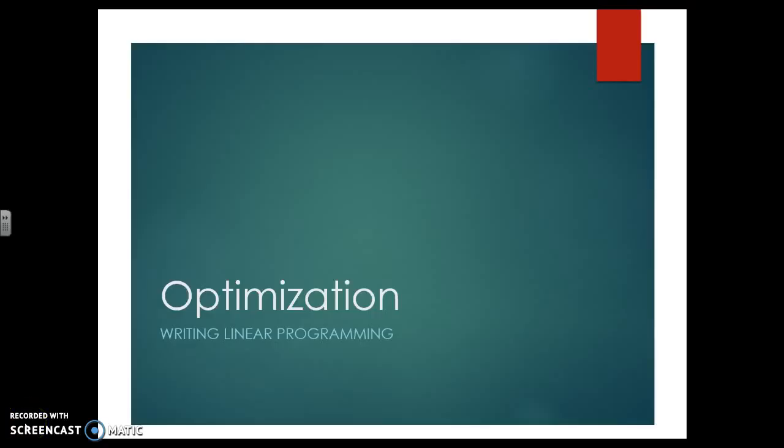Hi, this lesson is all about optimization, a quick introduction to the concept, and then how do we write linear programming. So we've been talking about multiple regression, and this is a completely different type of model.